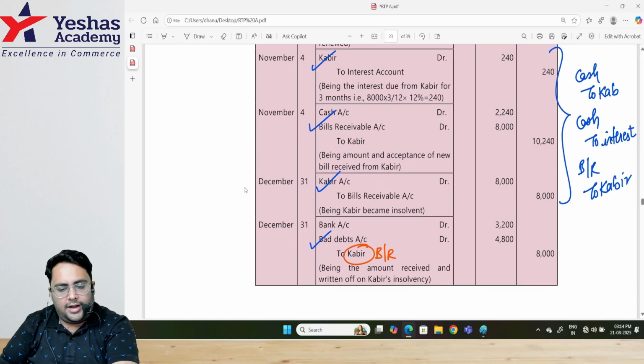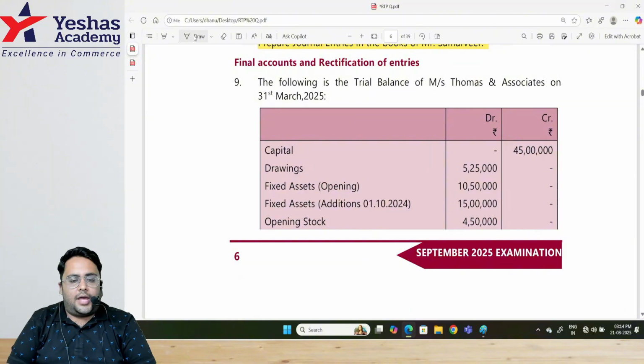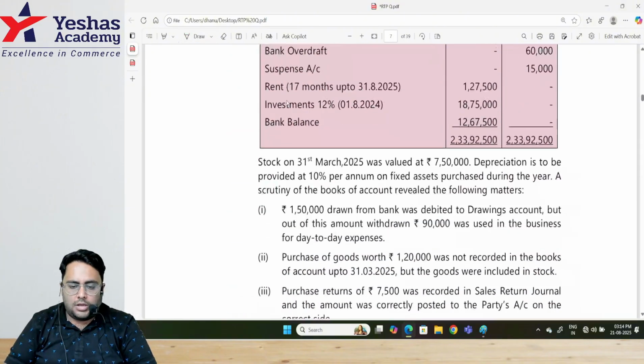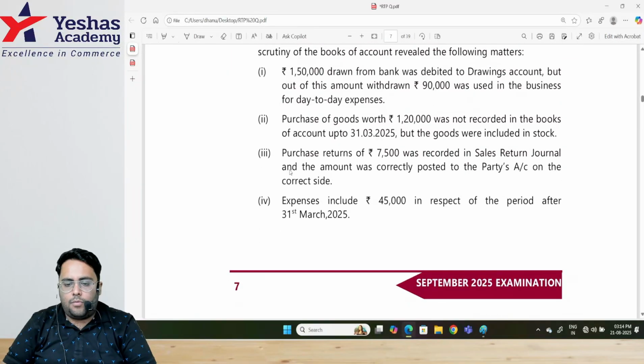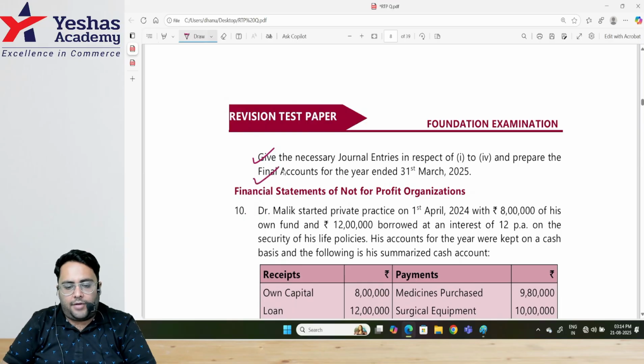Okay, continue ahead. Next point. Final accounts and rectification of errors. The following is the trial balance of a company. I just want to come down to see what they've given. They've given me 4 points for rectification. Give the necessary journal entries and prepare final accounts. Can we go ahead to check?